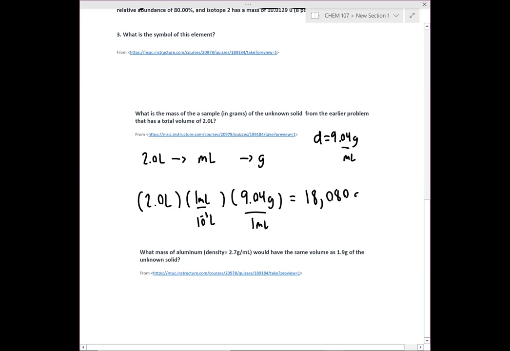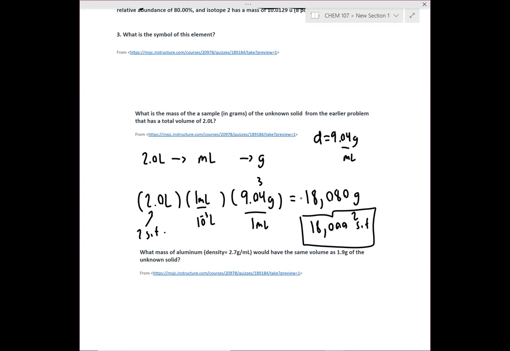18,080 grams that we round to 18,000, because our final answer needs to have 2 sig figs because our input had 2 sig figs. Does that make sense? Does this example make sense? Yeah. Perfect, perfect.